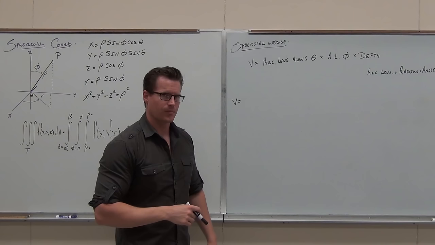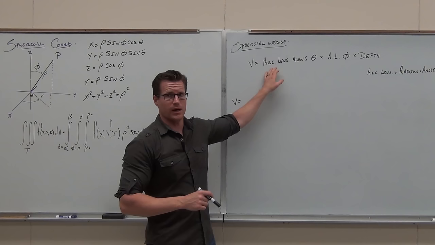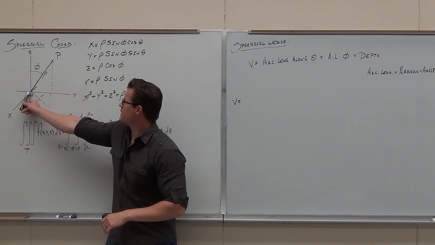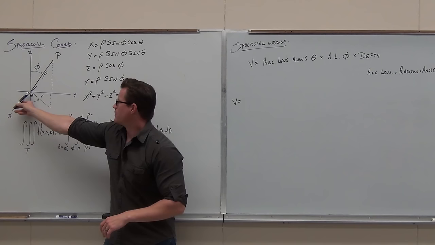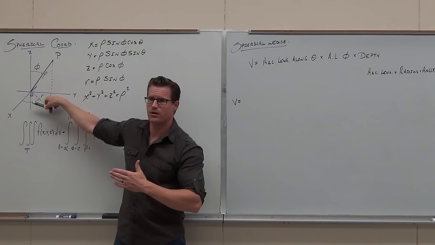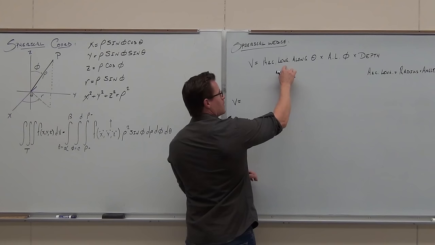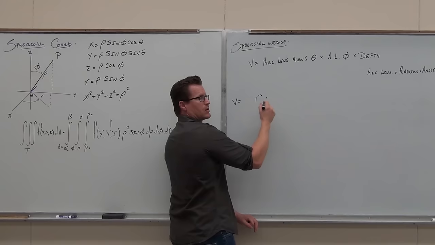I hope you're listening, I do want it to make sense. Then the arc length along theta would be this arc length we're talking about. The radius of that arc length is r. That's where that comes from. So the arc length would be radius times angle. But for here, the radius is r, and the angle is how far we're changing along theta.